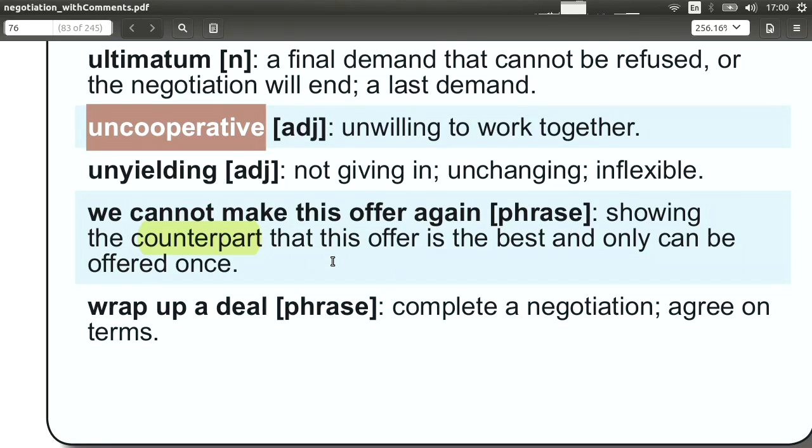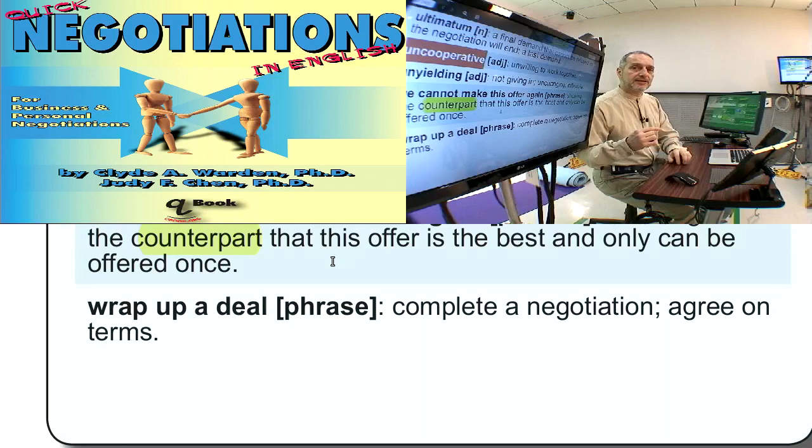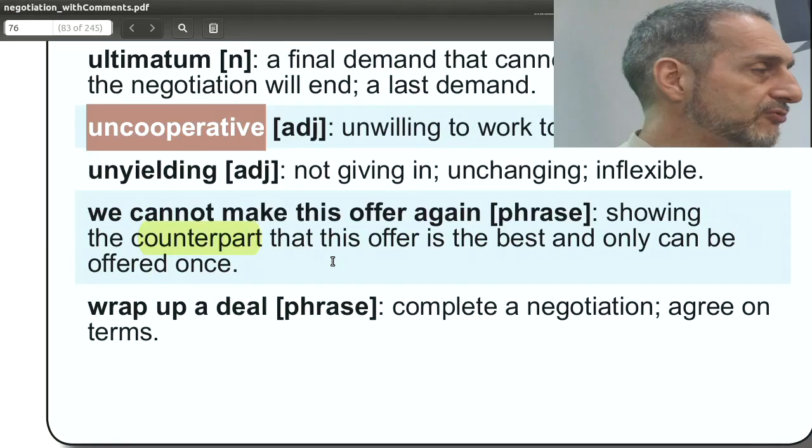Or what about saying something a little bit better like, are you being uncooperative? You kind of ask a question. Are you being uncooperative? Because they're not giving in, so you kind of give them a little bit of pressure to answer that question. Or you can say about yourself, I'm not being uncooperative. I'm trying to help. I'm trying to find a solution that's best for all of us. I'm not being uncooperative. You are being uncooperative. So it's a great word you can use in your negotiation. It really works well.